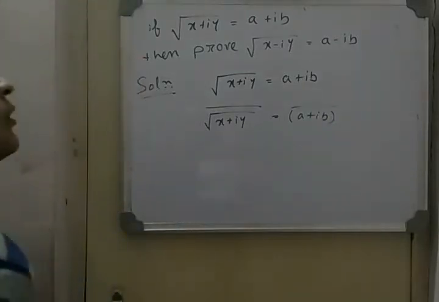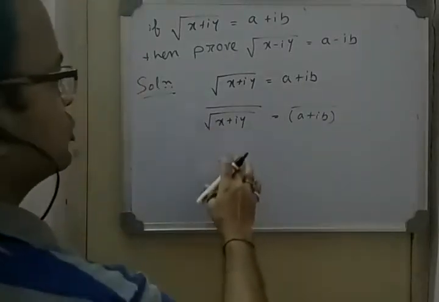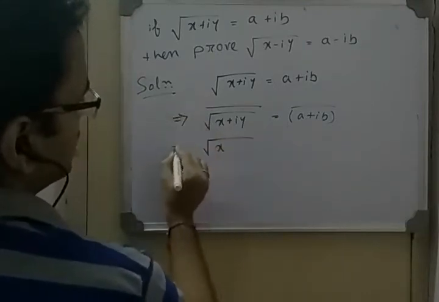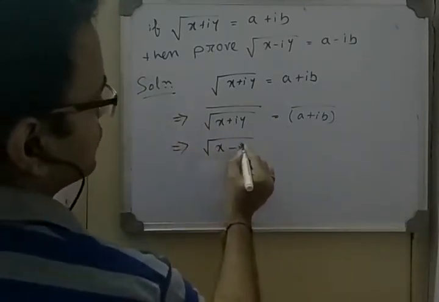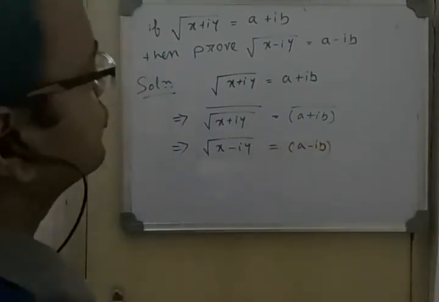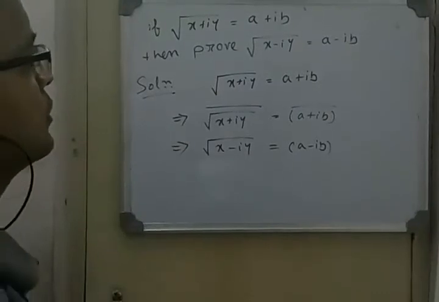Because we know when we take a bar, that means a complex conjugate. So just put i equal to minus i. So it is a minus ib. Proof. See, this is proved.